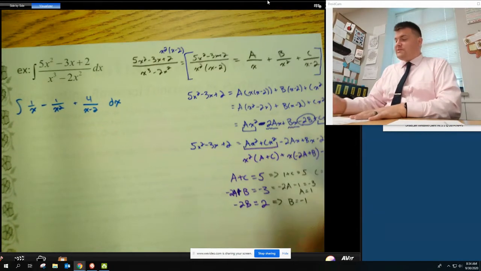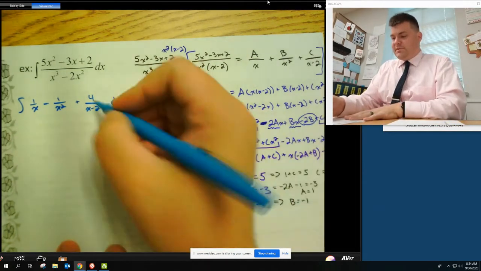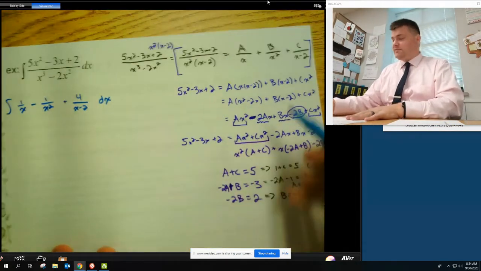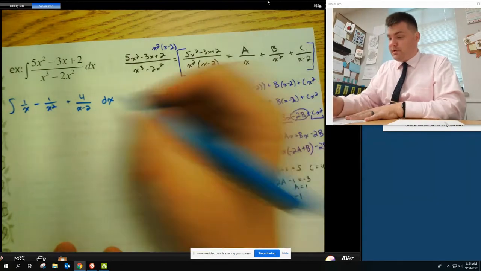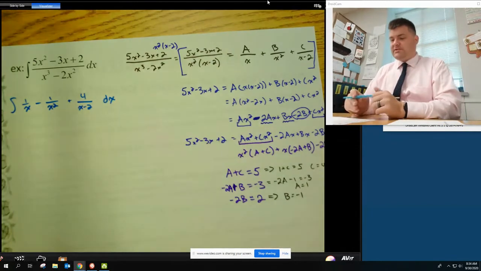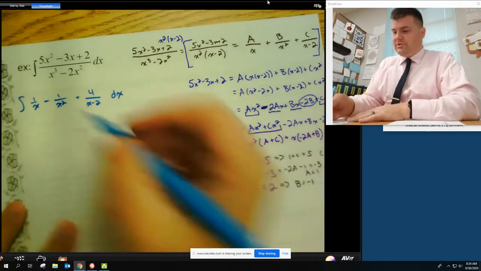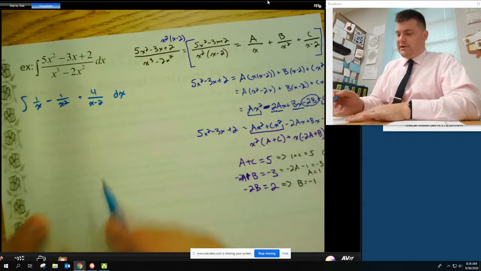Now, if this was a fraction, I know that in pre-calculus you were learning that you would want to put the fraction part on the bottom. Like if this was 1 over 2, you would put 1 and then 2 on the bottom. We're not going to do that because that would just be a coefficient for us. So we'll just leave it. So let's go ahead and integrate all of these parts.